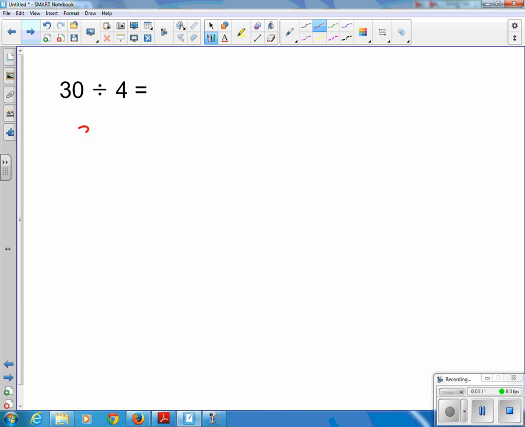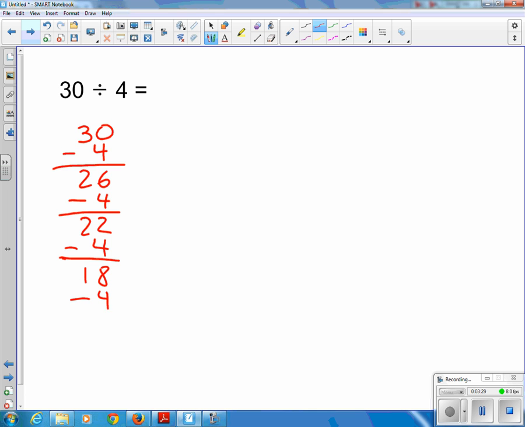We can do it the long way, right? 30 minus 4, that is 26. Repeated subtraction. You have to repeat the same thing again. 26 minus 4 is 22. Then we repeat the same subtraction. Minus 4, that will be 18. Minus 4, one more time, that is 14. And I'm going to have to keep going here. I don't have more space.